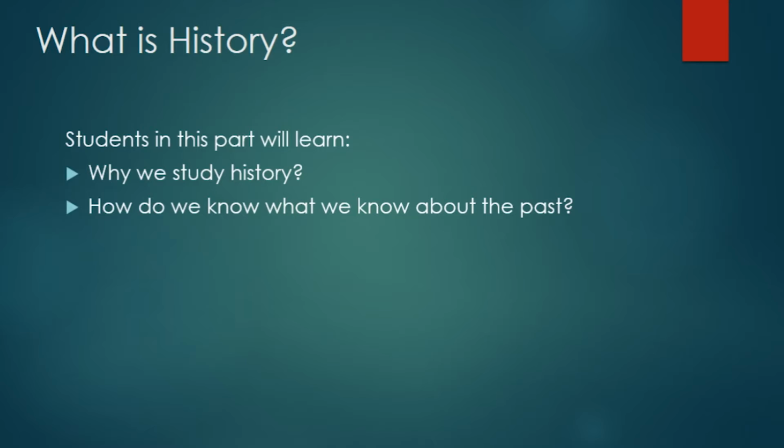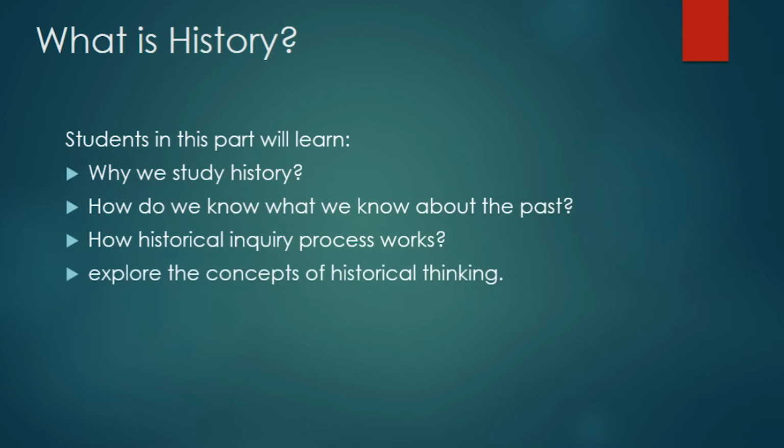What is the process, or how does it happen? How are we able to tell about our ancestors and events, even though we were never born in their time? Also, we will be introduced to the concept of the historical inquiry process. This is the historian's scientific way of collecting evidence about history and making sure that all of this information is as accurate and scientific as possible. After that, we learn how to think as a historian. We'll understand the concepts of historical thinking.